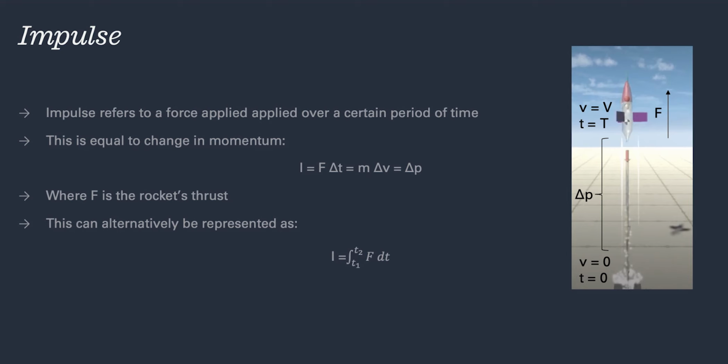The first fundamental concept we looked at was impulse. Essentially, impulse refers to a constant force applied over a certain amount of time. In our case, constant force is represented by the thrust of our rocket and impulse by its change in momentum. To find total impulse, we can sum the impulse values over a given time period or integrate the force with respect to time, with the lower and upper bounds defining the time period.